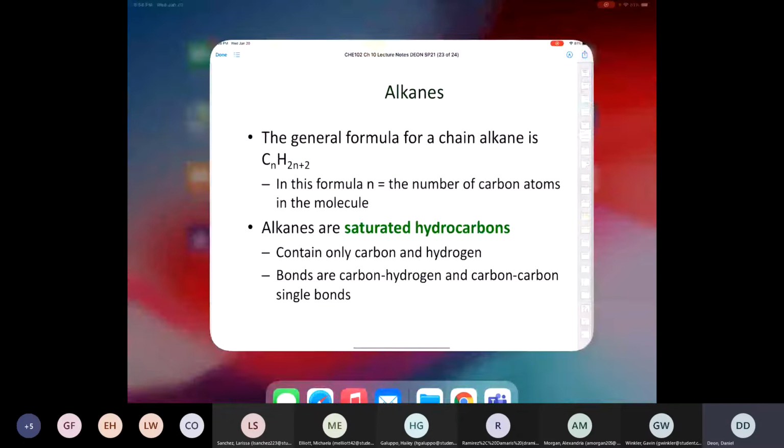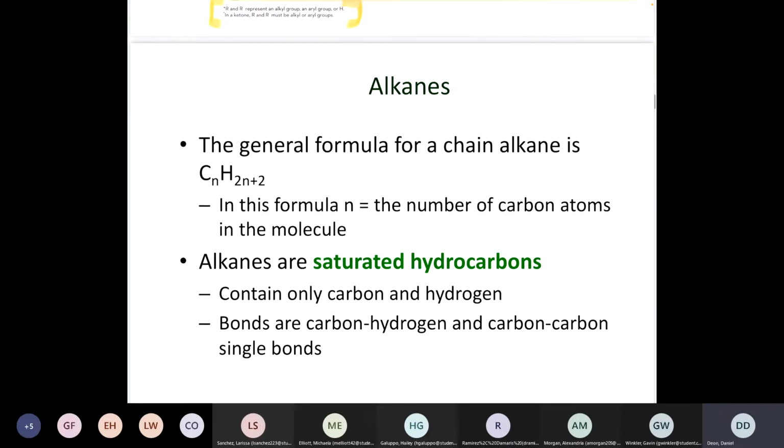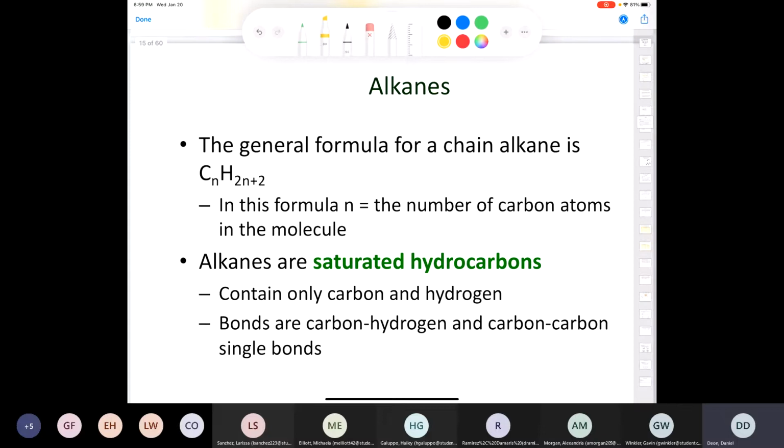All right, so let's move on and talk about alkanes. Alkanes are a class of hydrocarbon, aren't they? Alkanes contain only carbon and hydrogen. But what's interesting about alkanes is that they have a general formula of CnH2n+2, where n has to be an integer, the number of carbons in the molecule.